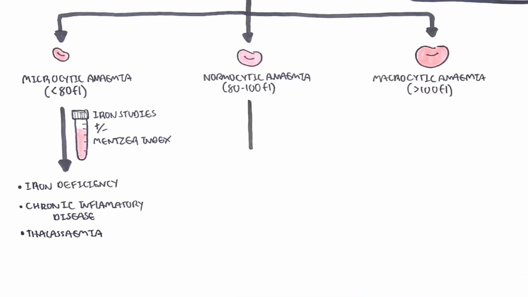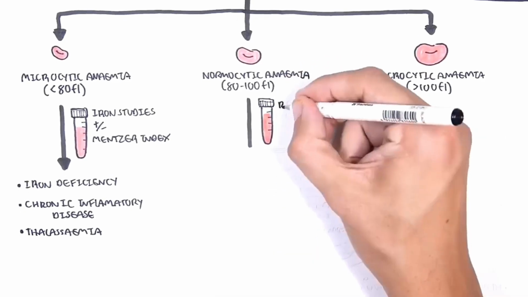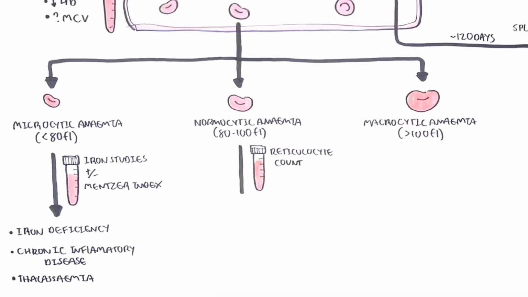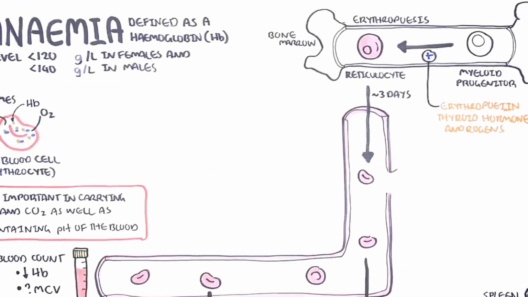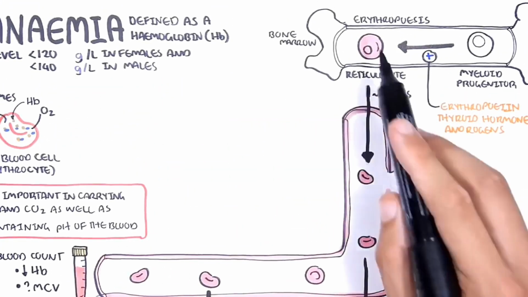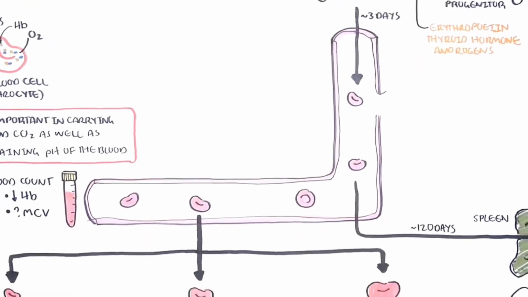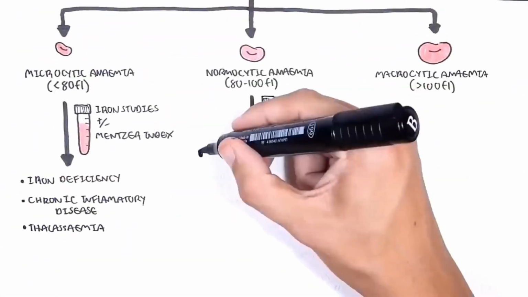When someone with anemia has a normal MCV, a reticulocyte count should be performed. Remember, the reticulocytes are the premature red blood cells that are still in the bone marrow. The reticulocyte count can be either high or it can be low.